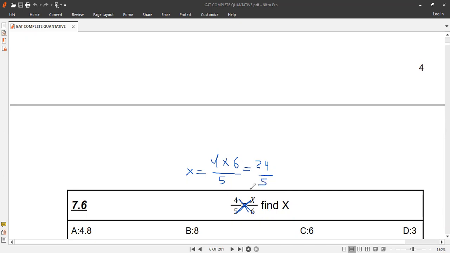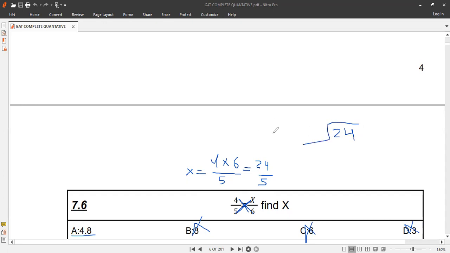It's, of course, not 6, not 8, not 3. I don't need to calculate it. It's 4.8, because 4 multiplied by 5 equals 20. Then we know it's 4 point something. If you want to do it, you can do long division.